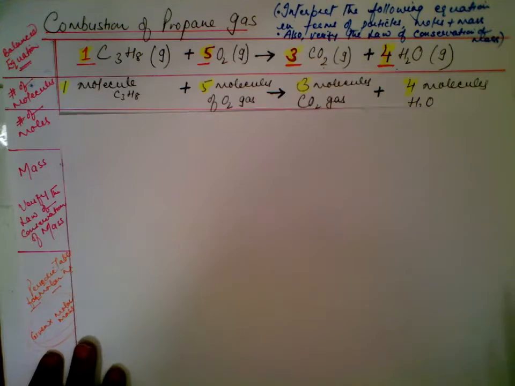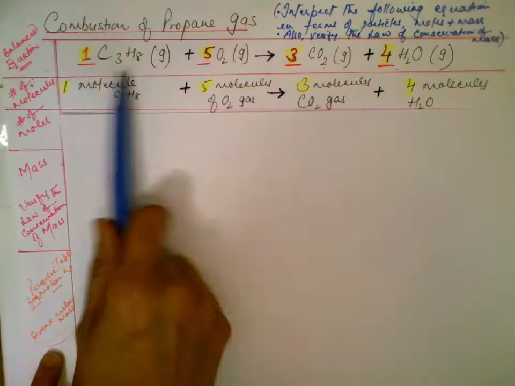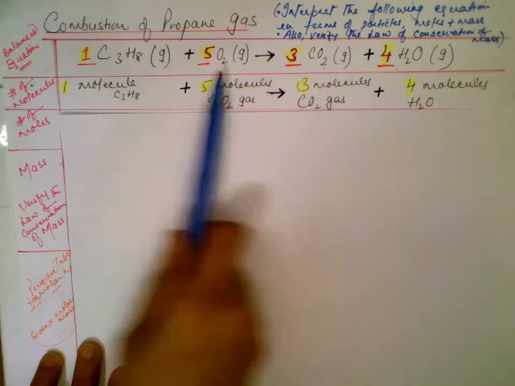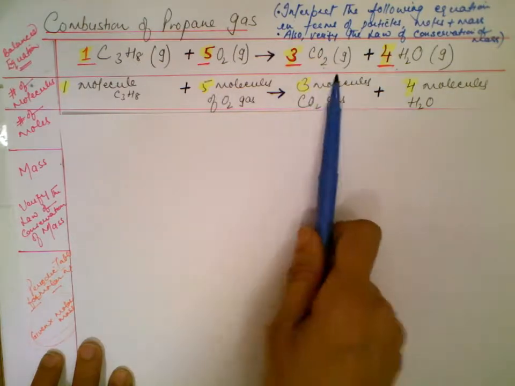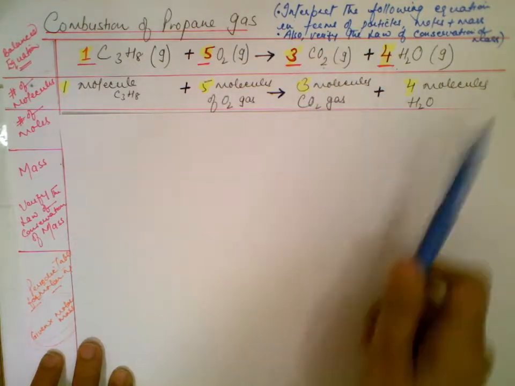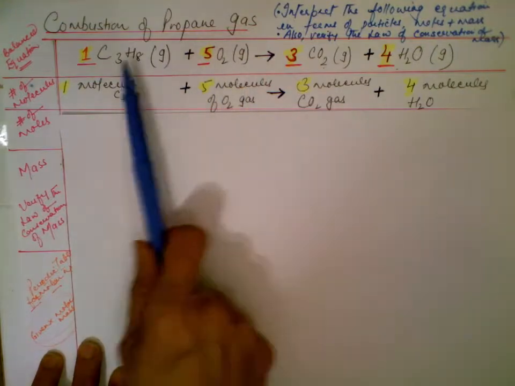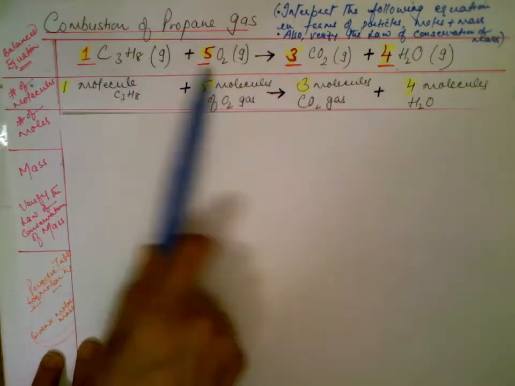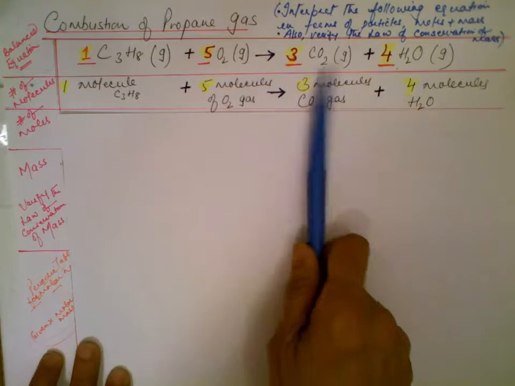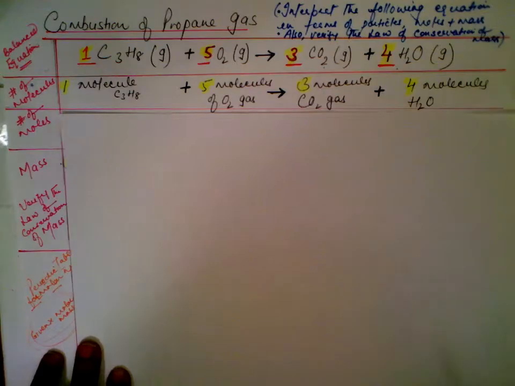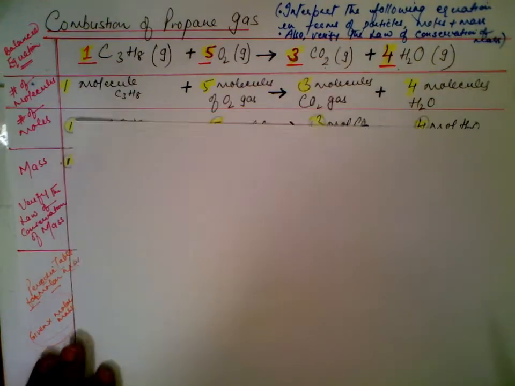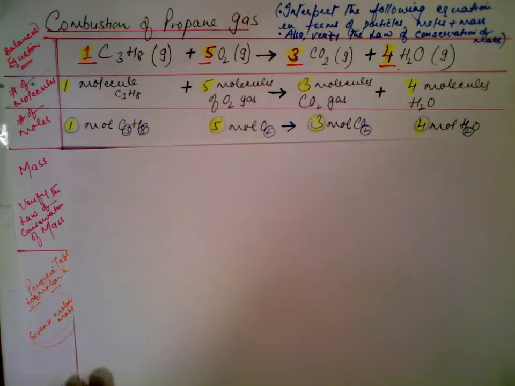When you read these coefficients as moles, you're going to say 1 mole of propane, 5 moles of oxygen, 3 moles of carbon dioxide and 4 moles of water. So what is happening here is a combustion reaction. It's a combustion of hydrocarbons. So whenever hydrocarbons burn, they yield carbon dioxide and water. Always remember to balance the equation, guys, for stoichiometric calculations.